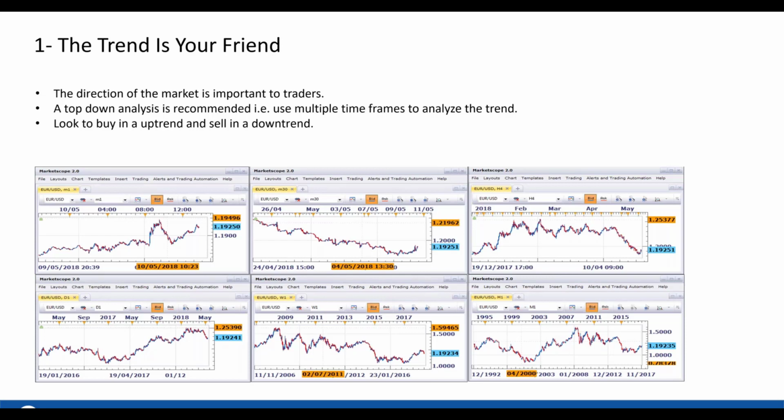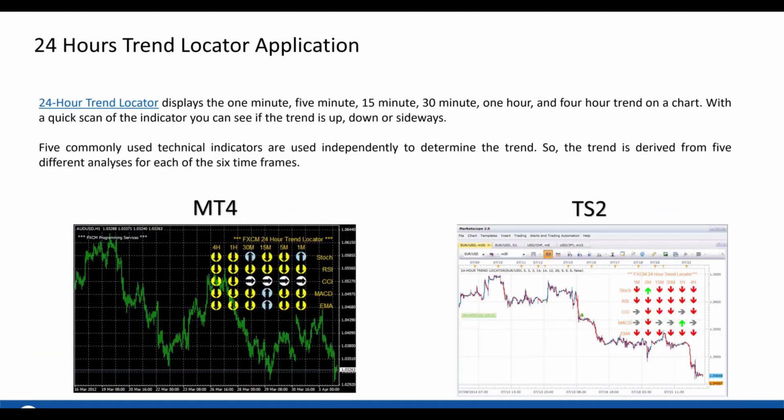24 hours trend locator application. The 24-hour trend locator displays the 1 minute, 5 minute, 15 minute, 30 minute, 1 hour, and 4 hour trend on a chart. With a quick scan of this indicator, you'll be able to see if the trend is up, down, or sideways. 5 commonly used technical indicators are used independently to determine the trend. So the trend is derived from 5 different analyses for each of the 6 time frames.